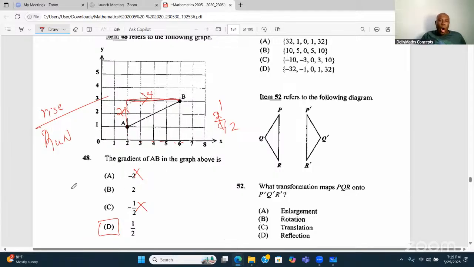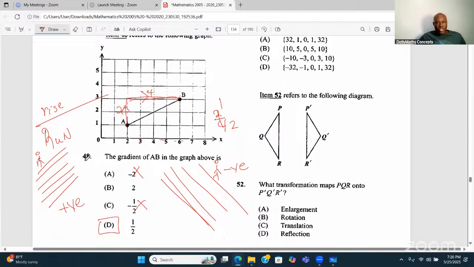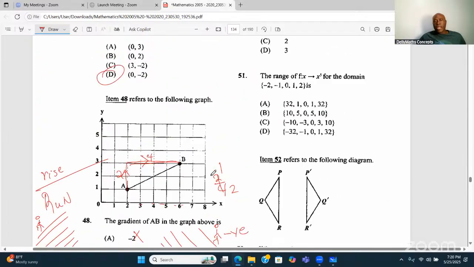Remember that all positive gradients are set like this. And all negative gradients are set like this. So from left to right, it's like you're going down the hill. This is for a negative gradient. And when it's positive, you're going up the hill from left to right, all right? So you have to keep that in mind so you're on top of things. We don't want to get these wrong in the exam.